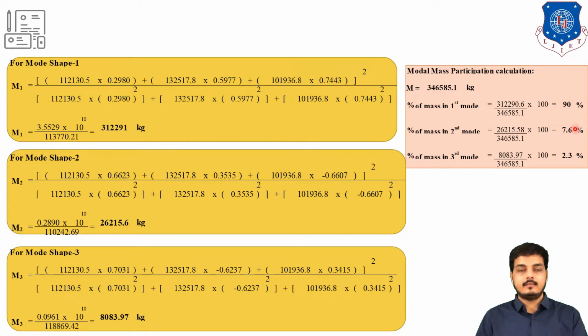After calculating it, I am getting 90%. For M2, we are using this value and it is coming out to be 7.6%. And for M3, it is this and it is coming out to be 2.3%. After summing up all of these, it is near 100%. So we are getting that the maximum percentage is of the first mode, so it is the major participation mass, and then it is mode 2 and mode 3. So this is the modal mass participation calculation.